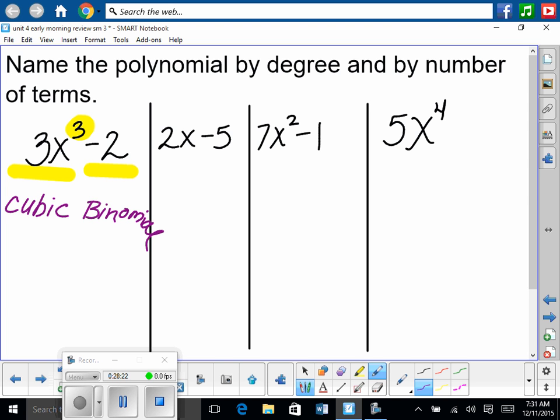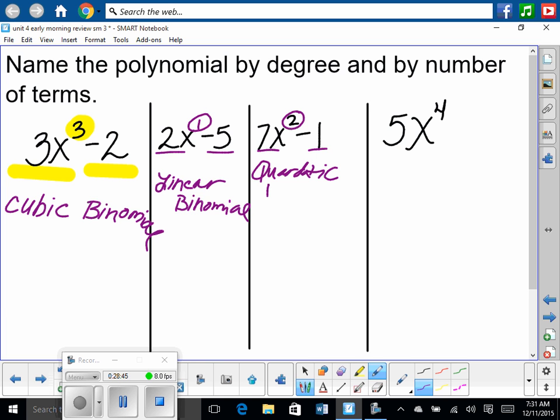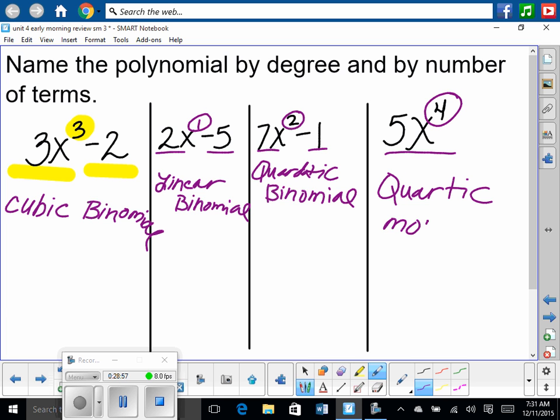Cubic binomial. Next one, this is degree technically 1, right? Degree 1. So, and there's 2 terms. So it's linear and it's also a binomial. So there's 2 terms. This one is a quadratic because it's degree 2. Quadratic. And then there's 2 terms, so it's a binomial. This one is degree 4, so that's quartic. 4 quarts in a gallon, quartic. And then it's 1 term, which is monomial.